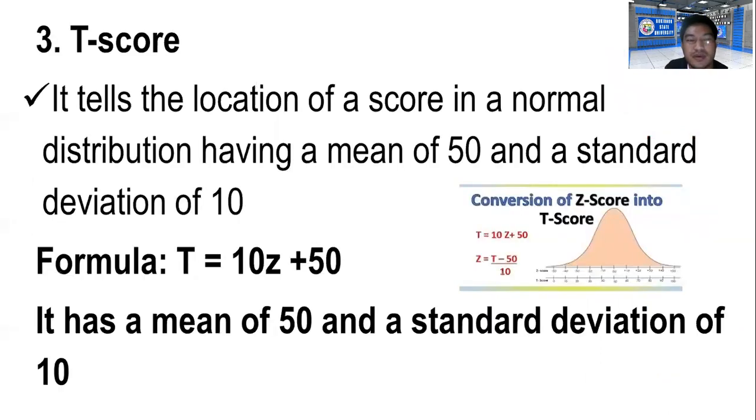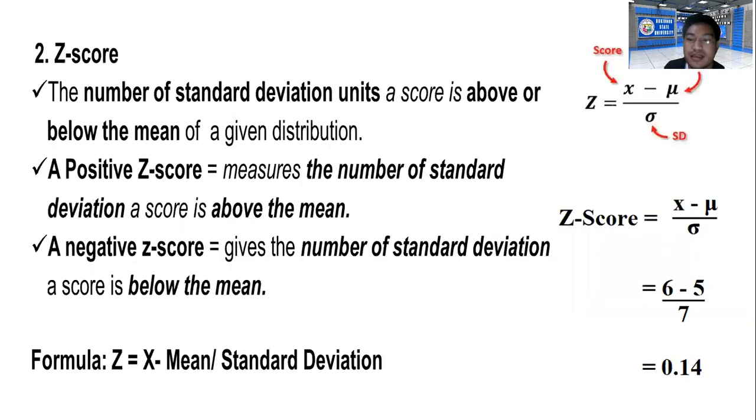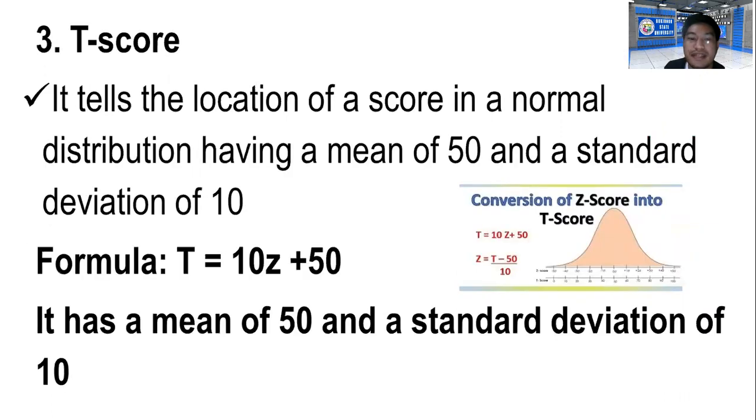If you want to make your z-score beautiful, because the z-score usually is in decimal, you can have the t-score. It tells the location of a score in a normal distribution having a mean of 50 and a standard deviation of 10. So you just multiply your z-score by 10 and then add 50. That will be your t-score. So for example, here we have 0.14 as our z. If you convert that to t-score, you have 10 times 0.14, so that will be 1.4, plus 50. So that will be 51.4. So usually you have it like that.